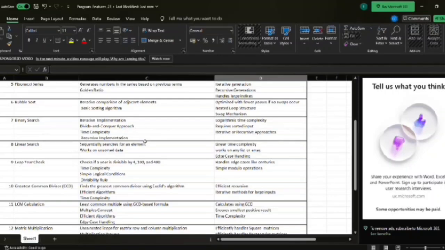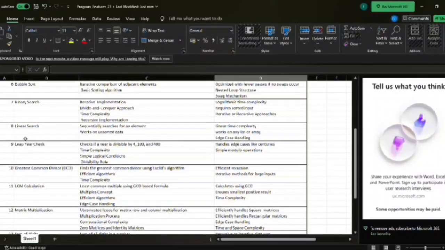9. Leap year check. Divisible by 4. Not divisible by 100. Unless divisible by 400. This is the rule to determine if a year is a leap year. 10. Greatest common divisor, GCD. Euclid's algorithm. A classic and efficient algorithm for finding the GCD of two numbers.